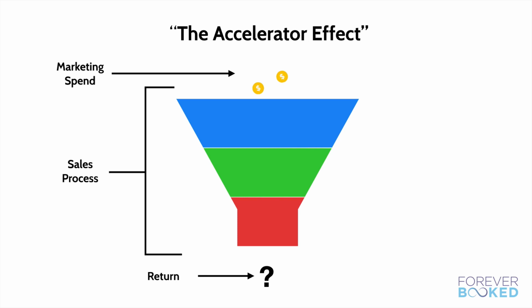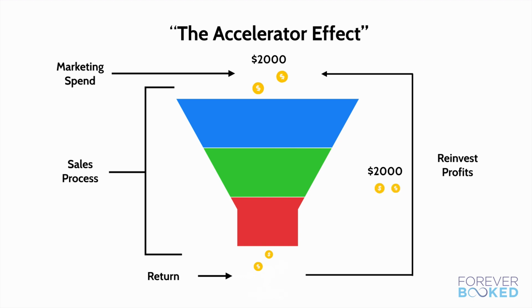Now, what if we had another system to measure exactly how effective our marketing efforts were and really see how much money we are making for every dollar that we spend? Now we know that we're spending $2 grand, and out of that $2 grand, we're making $4,000. And this is a huge change because when you have an efficient sales process and you know exactly how much money you're making for every dollar that you spend, you can then confidently reinvest your returns back into your marketing spend.